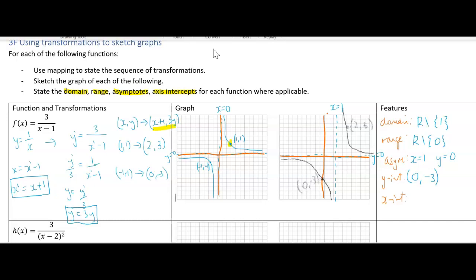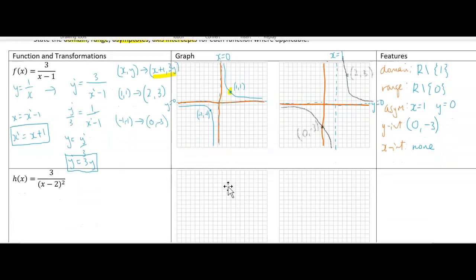All right, and then there's no x-intercept, so none. Always use curved brackets for coordinates. When you're doing your domain and range, remember they can be either square or curved, depending on whether the value is included or not. So when I talk about, actually we'll do it with the next one. Not enough space to do it there.